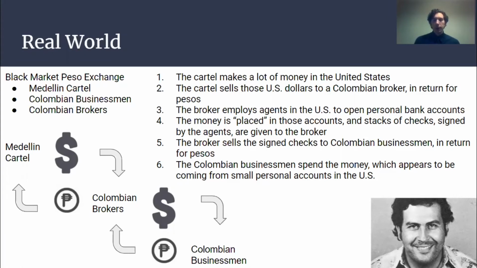So first off, the cartel makes the money in the United States. This is where all the dirty money is produced in the first place.